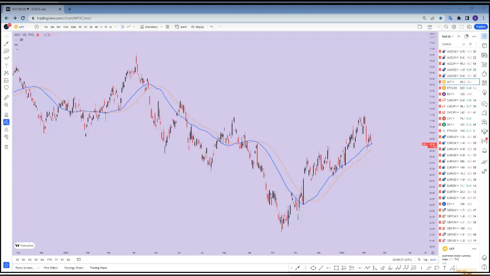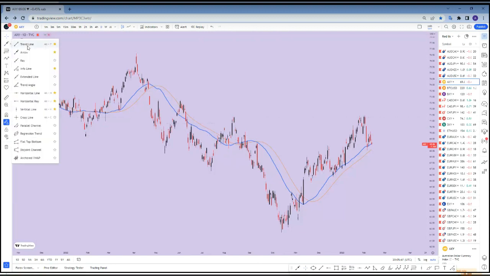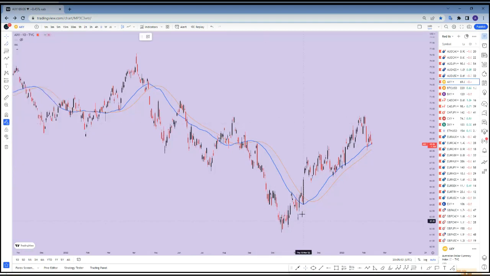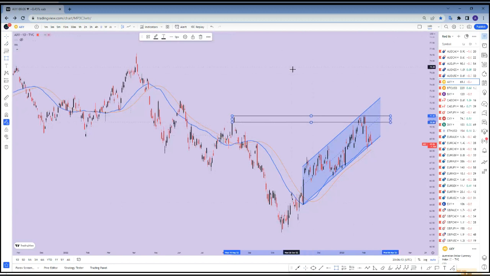As usual, we're starting with the indices, and the first index we're going to be looking at is the Australian dollar, the AXY. I'm going to take a look at what we're seeing right now on AXY. So this is what we have on AXY right now, and the movement is such that it began from this supply zone here.